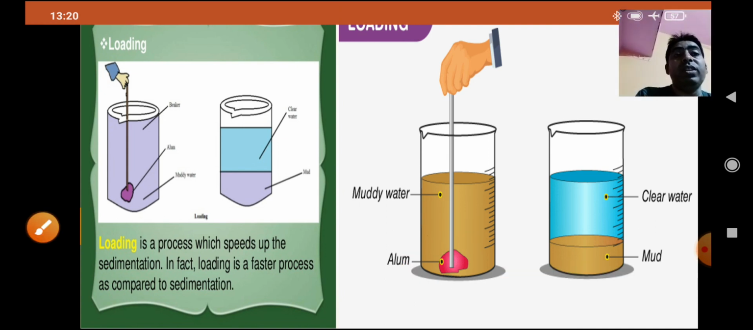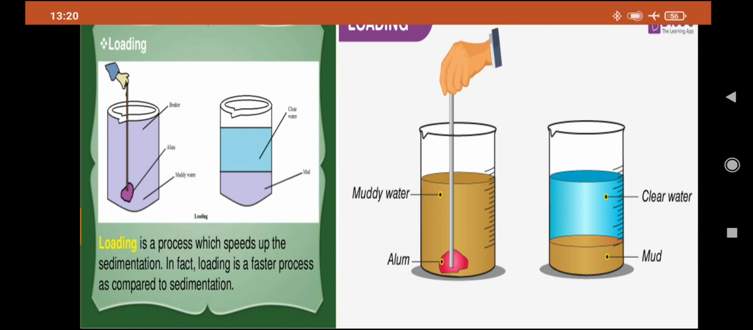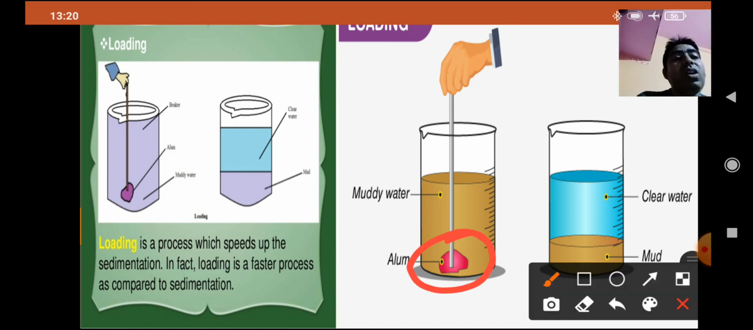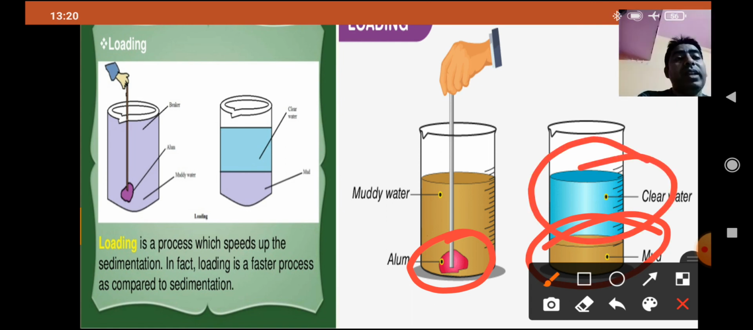Now, what is the definition of loading? The process of increasing the rate of sedimentation in a suspension by adding some chemical to it. That chemical is alum. Here it is showing that with the alum, all the muddy water collects in one place and the clear water is on the upper side. This process is known as loading.